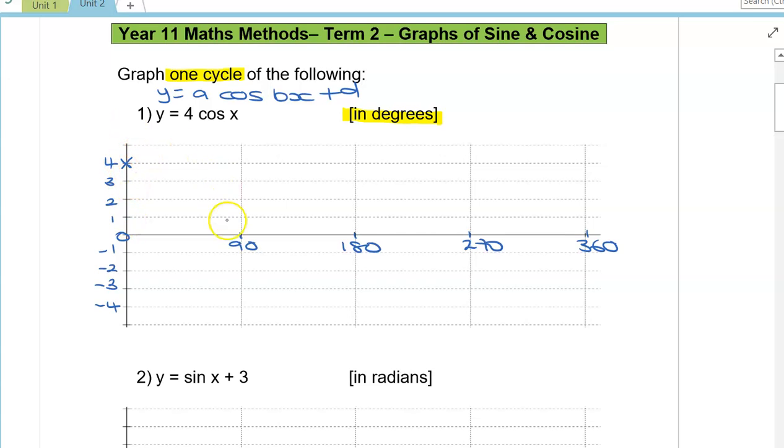And then I'm going to follow all the way down with a regular cos curve. Only the amplitude is 4, that's the only change. And then try and draw a smooth curve all the way through.